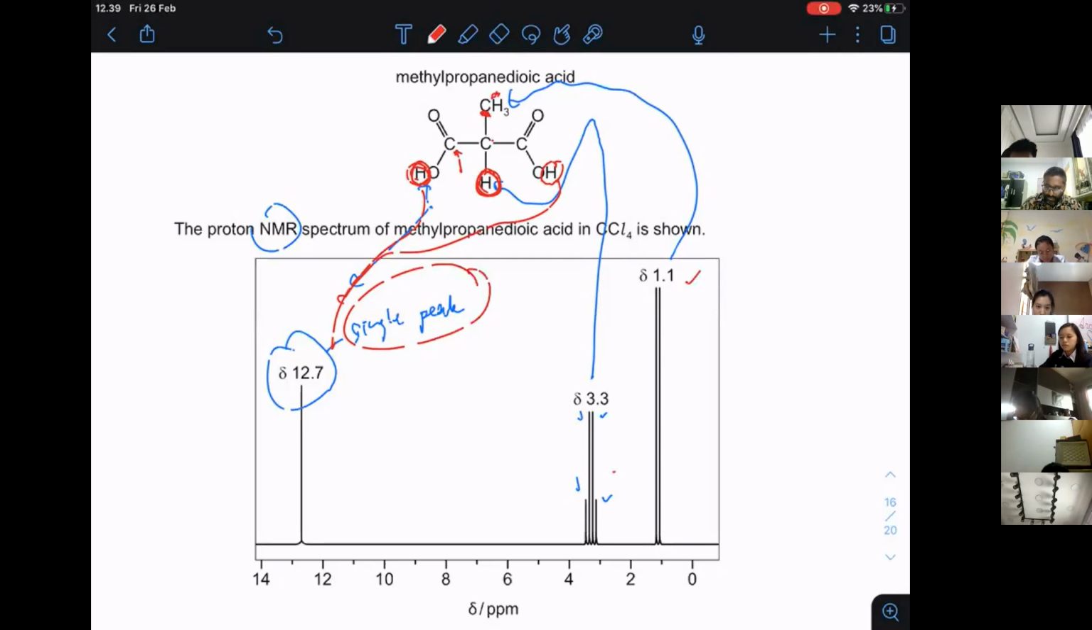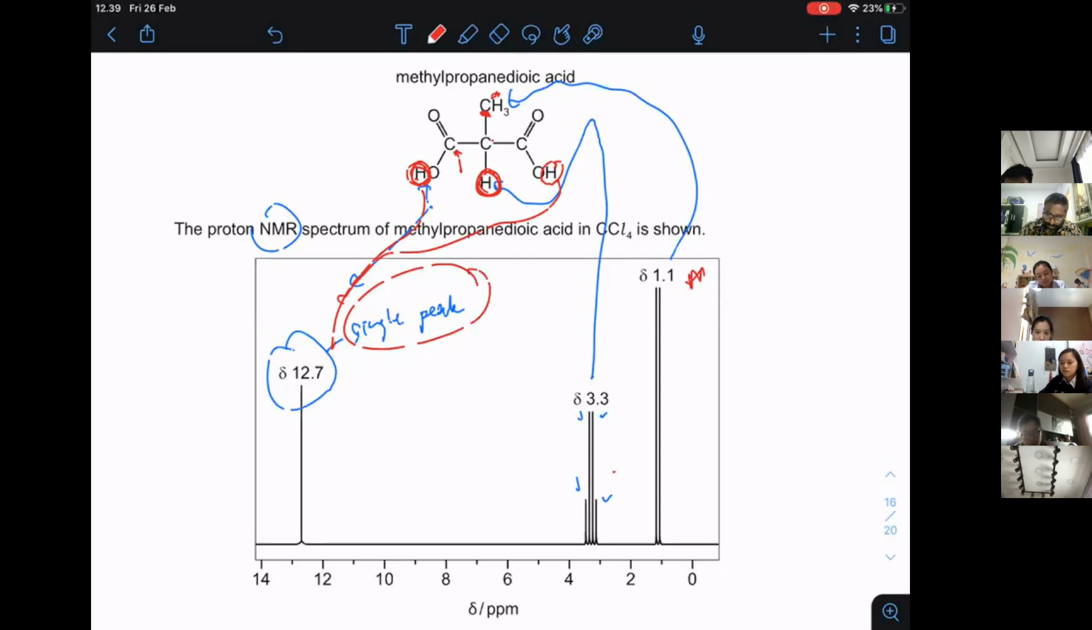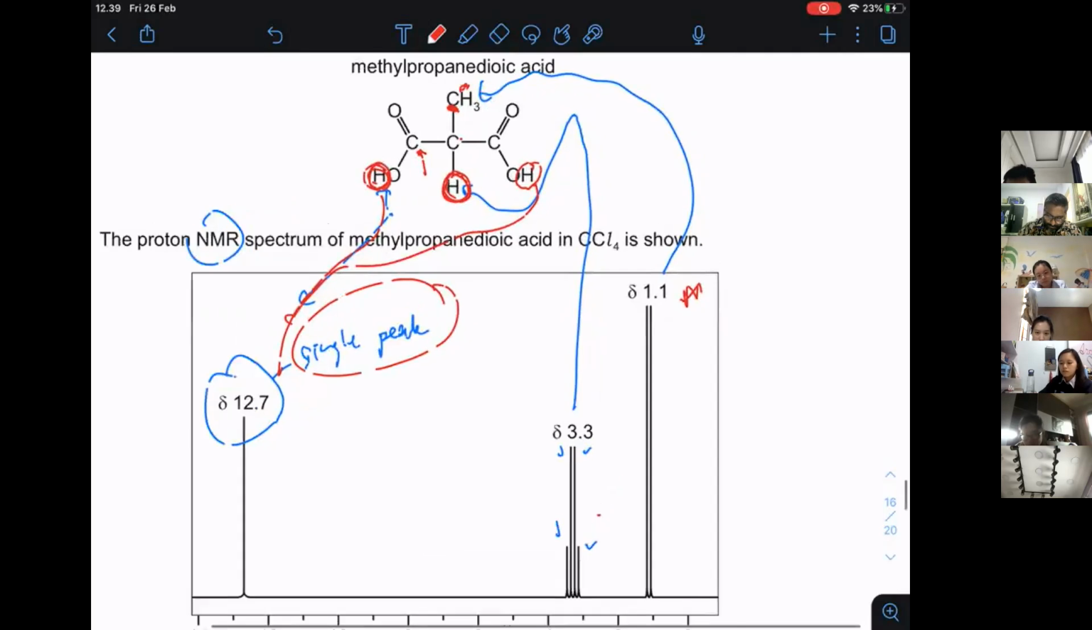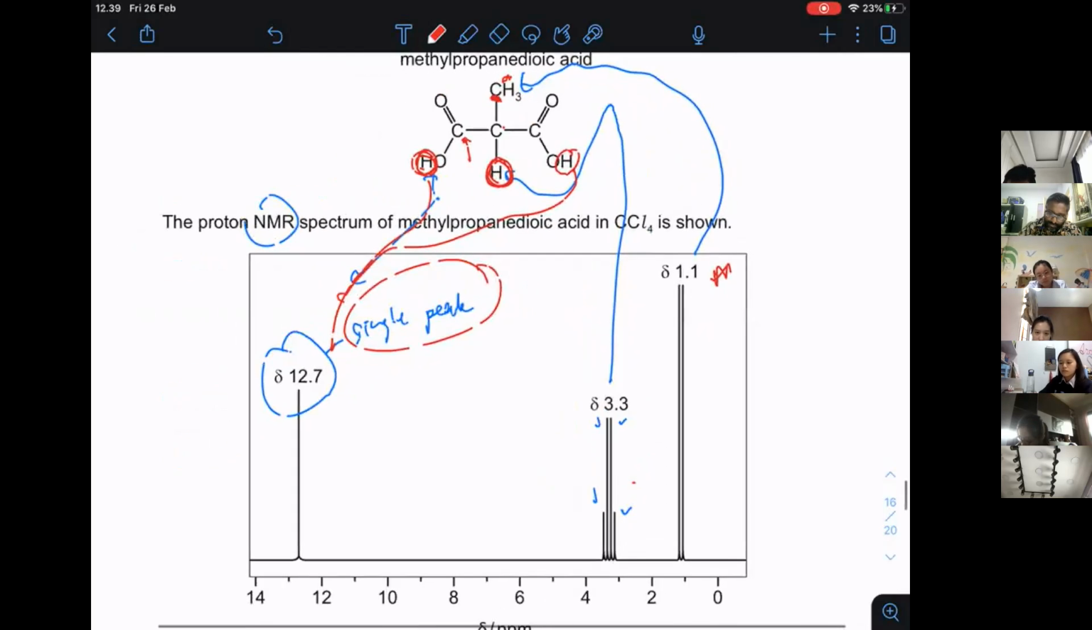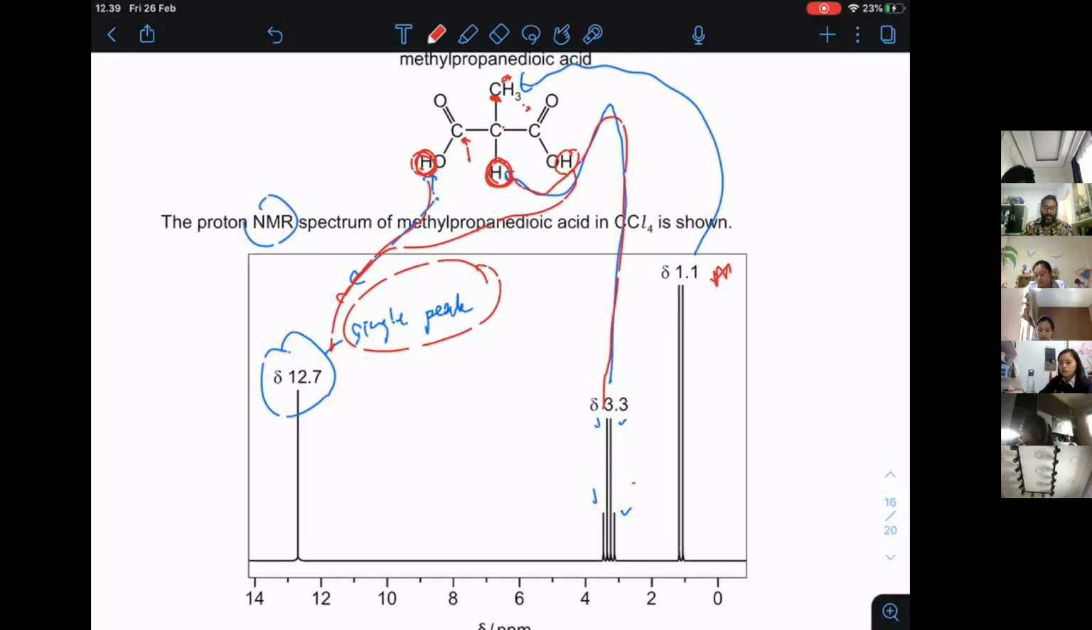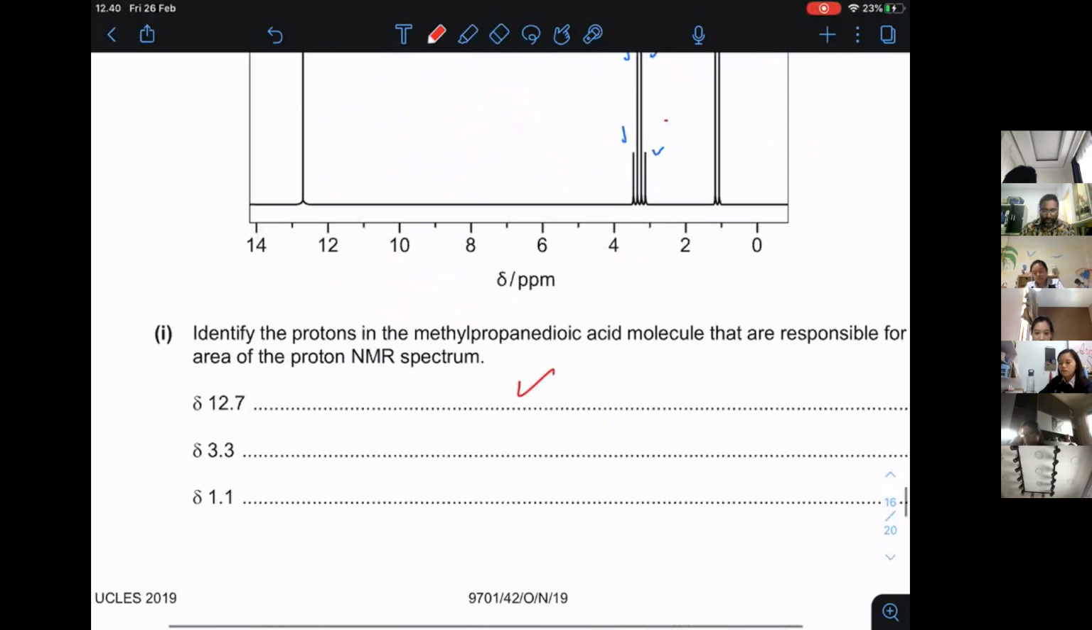So you can see it's related to the adjacent carbon, you must have 4. This one, why is it 2? Because the carbon next to it has only 1 hydrogen. So n plus 1, you have 2. So you just identify accordingly.